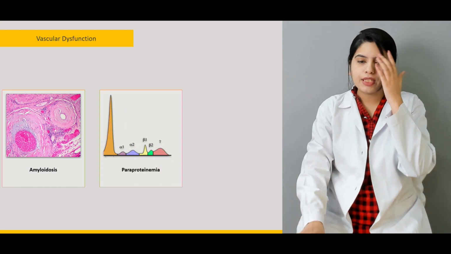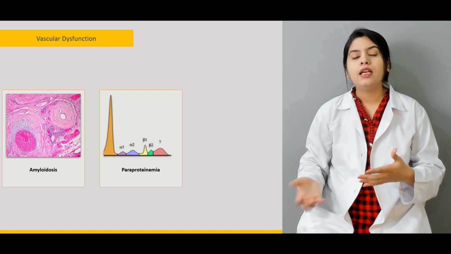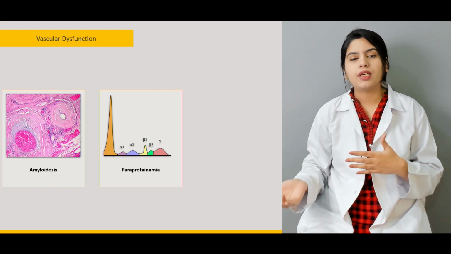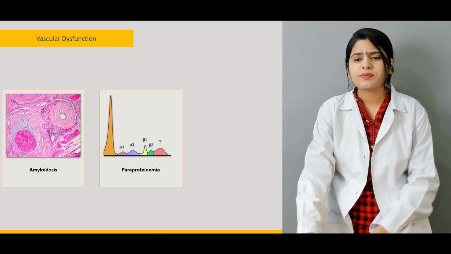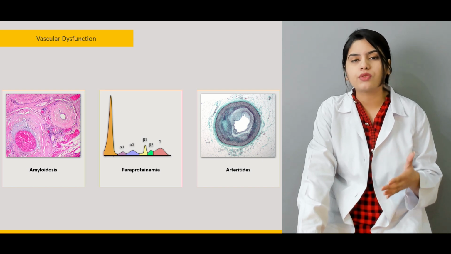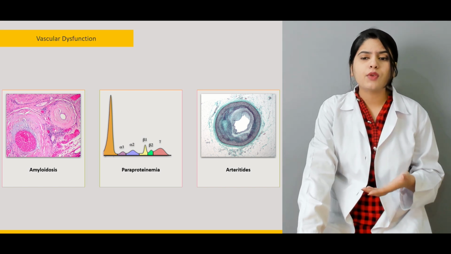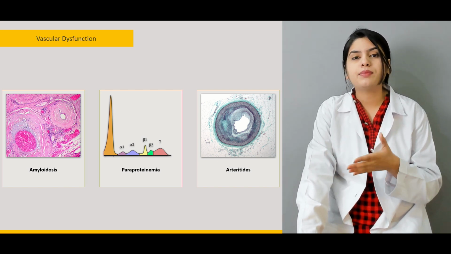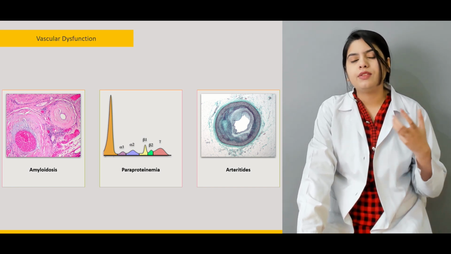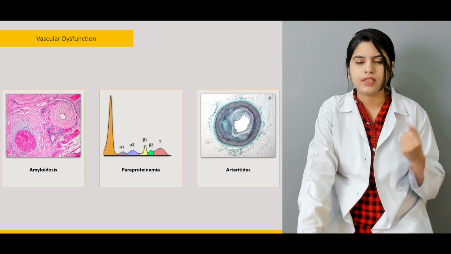Then there can be paraproteinemia. Again, there is an increased amount of immunoglobulin antibodies that is responsible for their deposition in the blood vessel wall as well. And sometimes the arteritides can also lead to extra deposition of immunoglobulin factors in the vessel wall. What is arteritides? It is basically the inflammation of the arteries that leads to weakness and injury of the arteries and their walls, their structure as well.